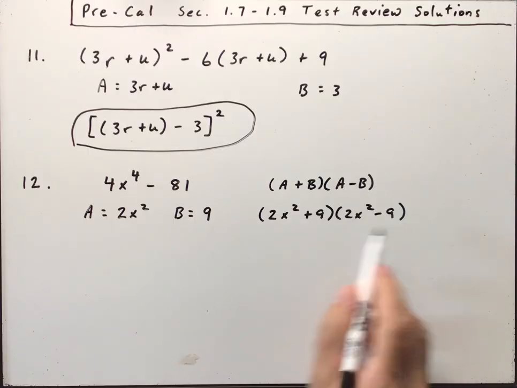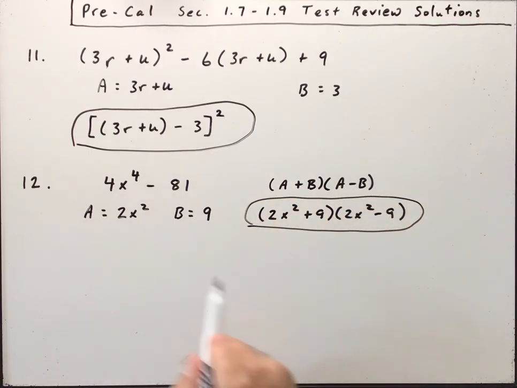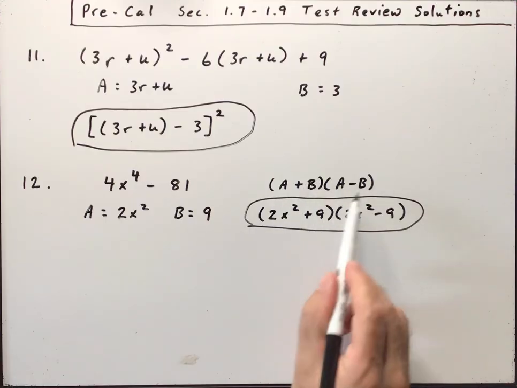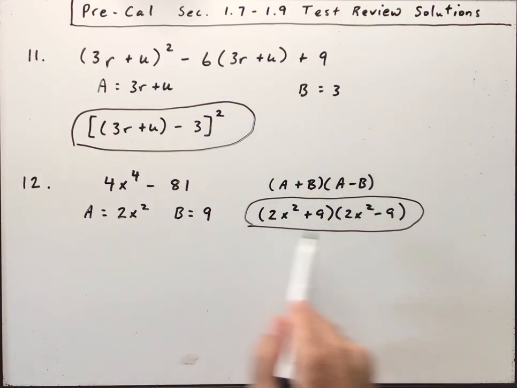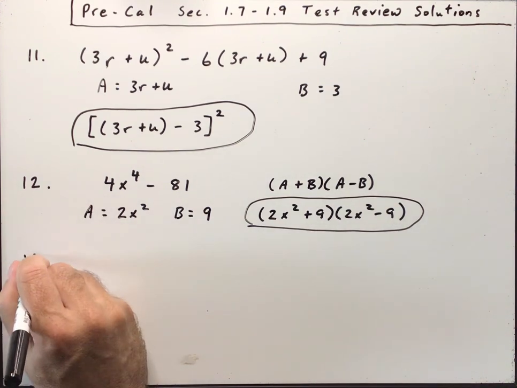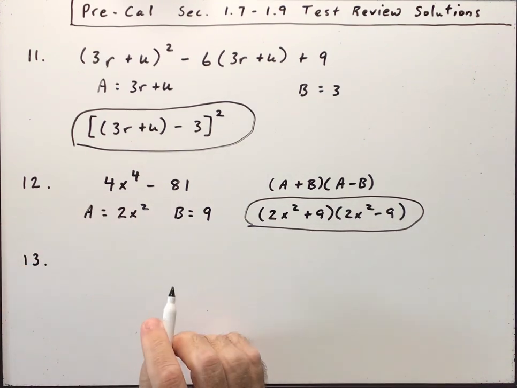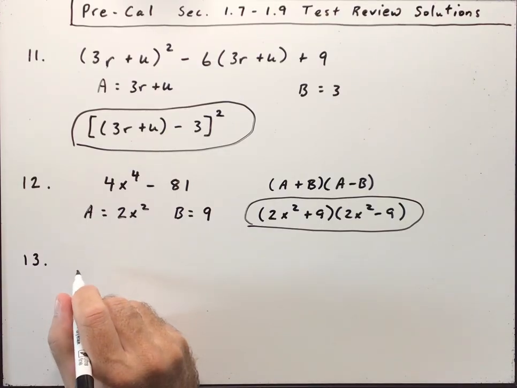You could FOIL that out to check. I have had a student or two in the past just write this and then forget that they needed to write out the actual answer. So make sure that you don't just write a plus b times a minus b. Just the formula.